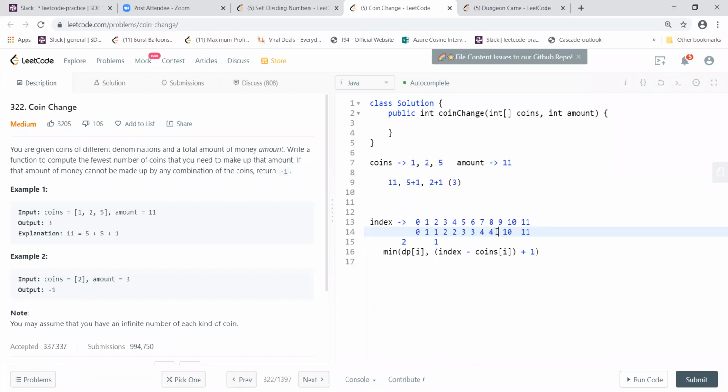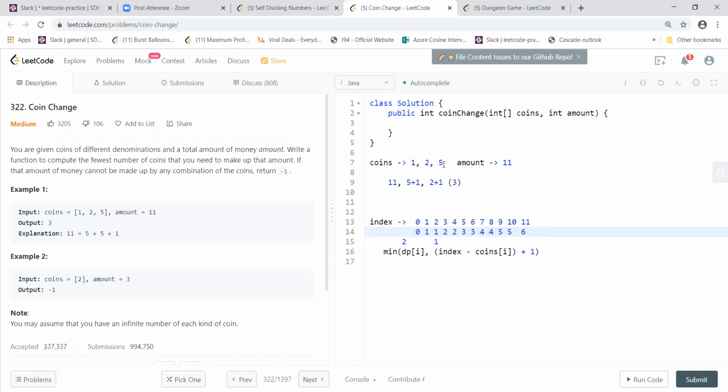So for 9, it will be 1 and 7, which is 5. And for 10, it will be 1 and 8, that is 5 again. And for 11, it will be 9, that is 5 and 1, 6. Okay, so this is what was for 2.